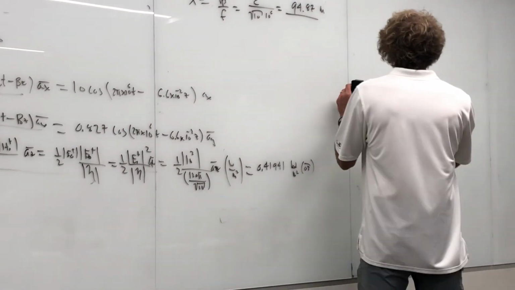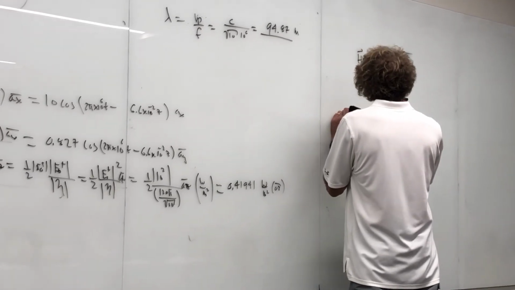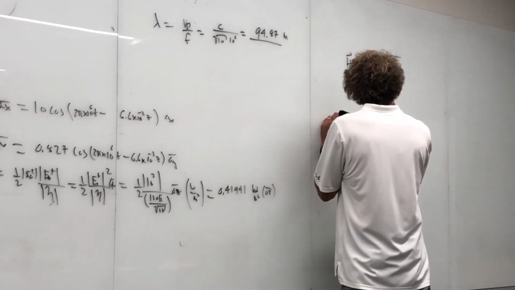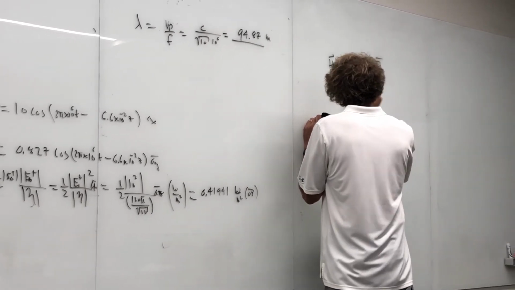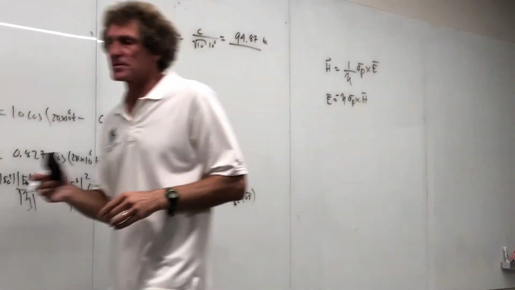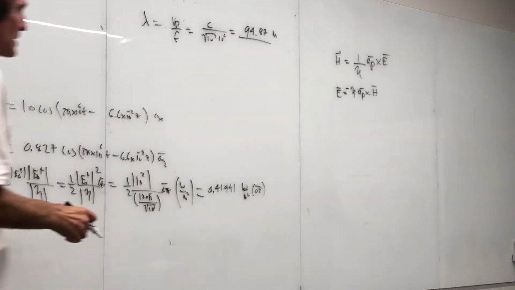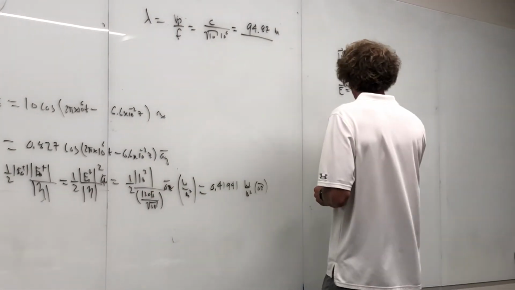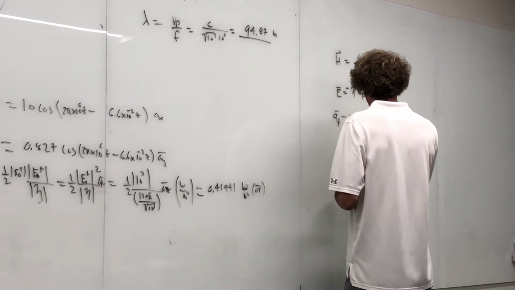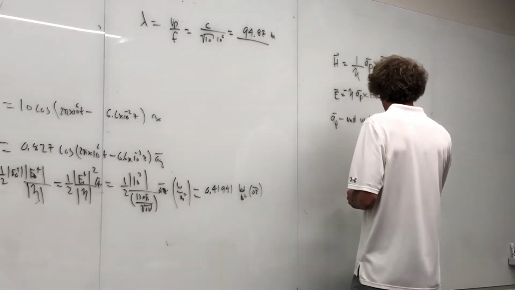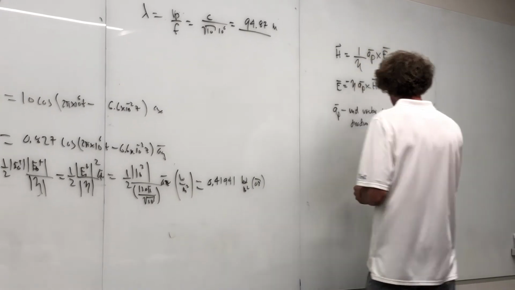And E can be gotten as eta times the direction of propagation crossed into the H field, and he'll have a minus sign there. I don't think he reverses the crossing order. Yeah, he's got the minus there. Now, here, AP is just a unit vector in the direction of propagation.